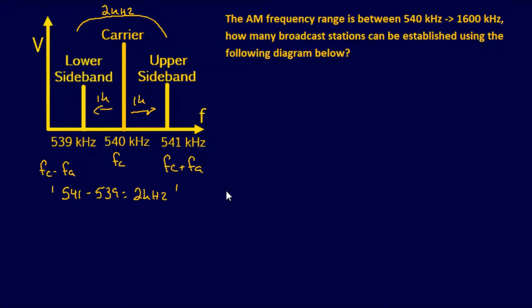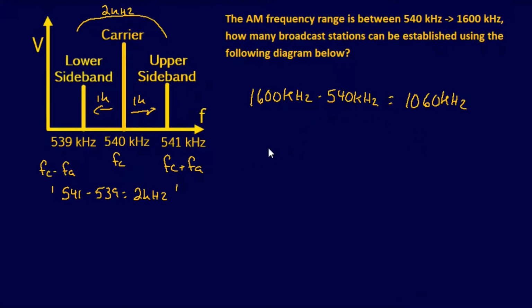And then we went over that a little bit in the slide, or at least we showed an image of it. Now we need to establish how many of these we can fit in the range of 540 kilohertz to 1600 kilohertz. So we just need to find the difference of those two. So 1600 kilohertz minus 540 kilohertz. It's going to be 1,060 kilohertz, or in this case, 1.06 megahertz. But we'll keep it in kilo, just keep it simple.